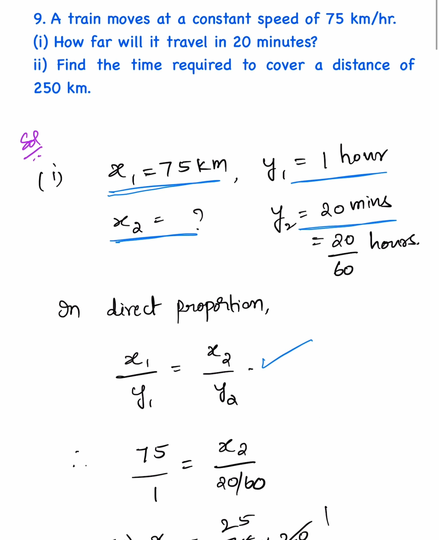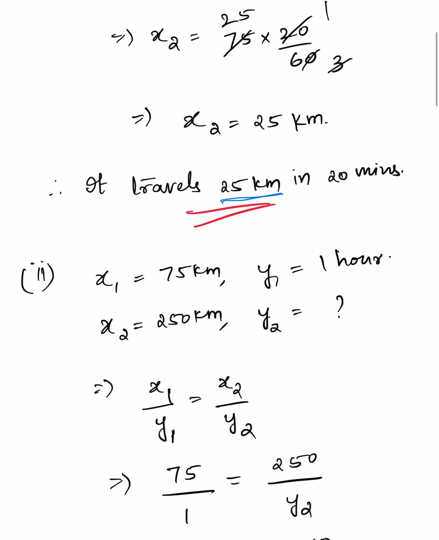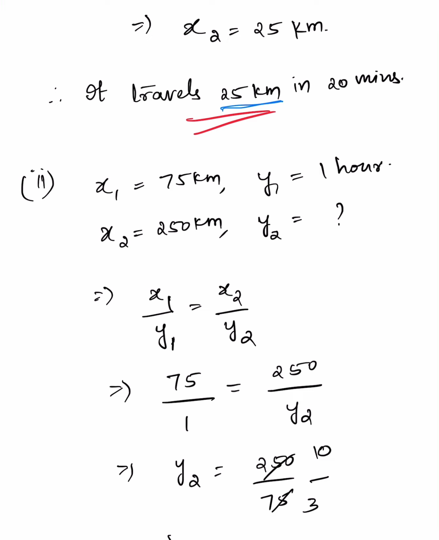Second bit, we have to find the time required to cover a distance of 250 kilometers. So, here the distance is given. We have to find the time, because first we know that it is traveling at a speed of 75 kilometers per hour. Let x be the distance and y be the time. So, x1 is 75, y1 is 1 hour. Here x2 is given as 250 km. We have to find y2, that is the time taken to cover 250 kilometers.